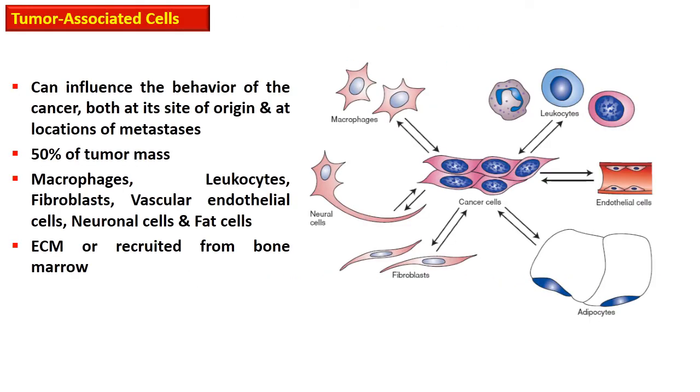A tumor is not only composed of tumor cells; it has various associated cells that arise from the extracellular matrix, or some are recruited from the bone marrow. These tumor associated cells comprise about 50% of the tumor mass, and they include macrophages, leukocytes, fibroblasts, vascular endothelial cells, neuronal cells, and fat cells.